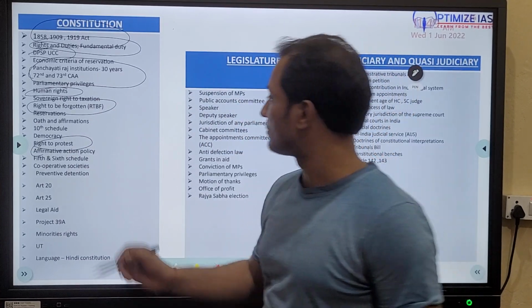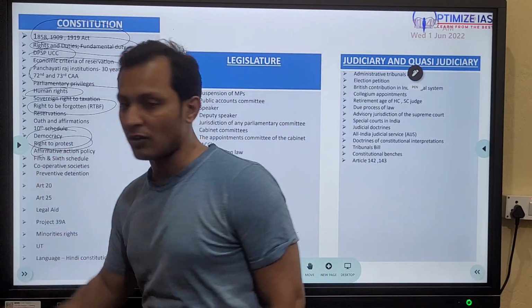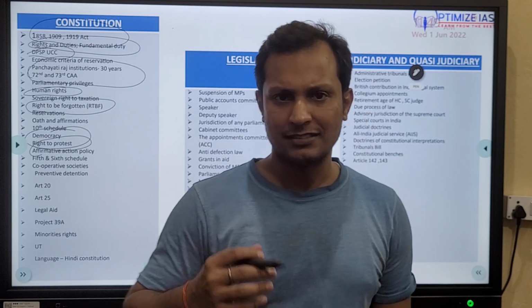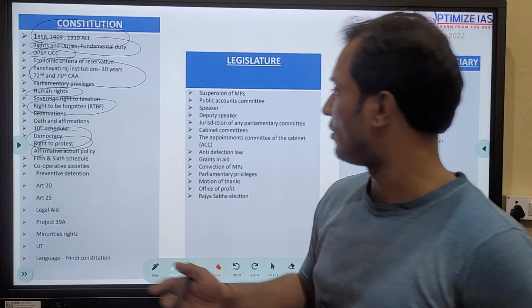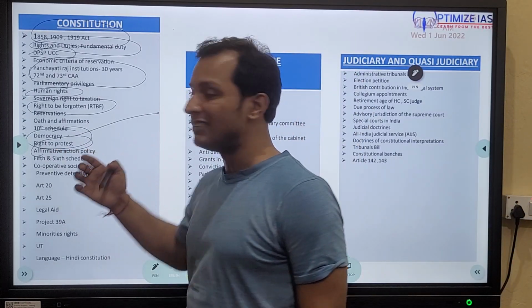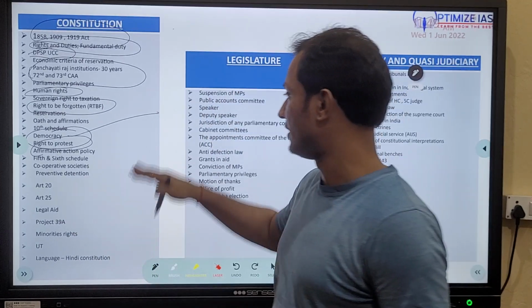Then this year, the concept of democracy is very important. Some basic static-oriented questions can come from the concept of democracy. Please read the NCERT chapter on democracy, very important, guys.